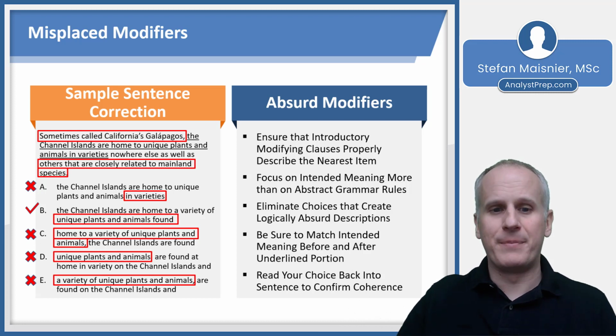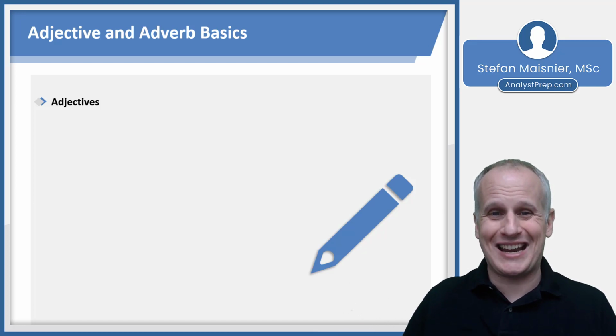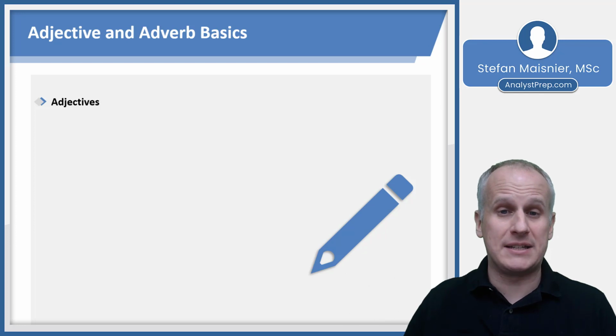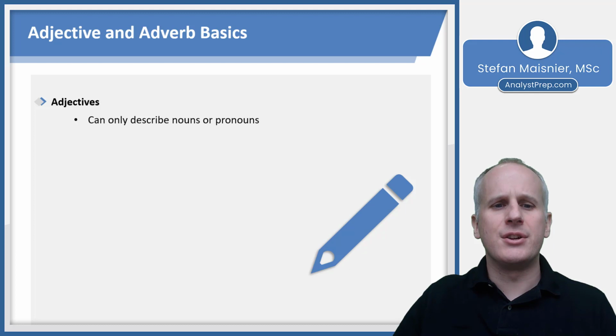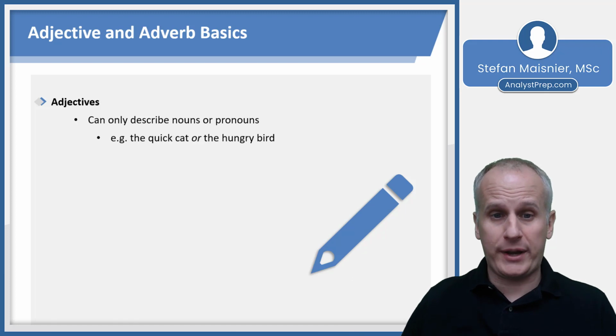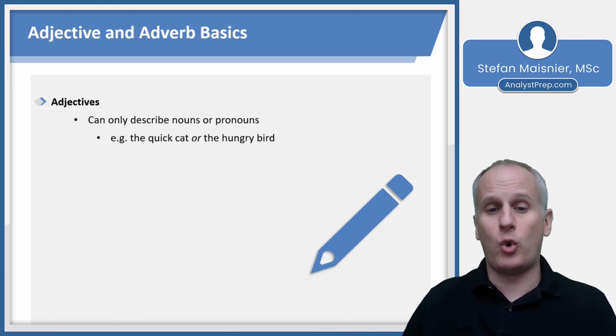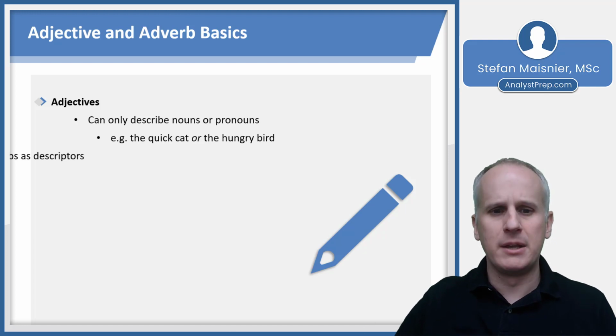choice. So now let's move on to talking about that more technical aspect about the differences between adjectives and adverbs and how that can be tested on some of the harder sentence correction questions. So adjectives can only describe nouns or pronouns. So that would be something like the quick cat. Quick being an adjective describes the cat, or the hungry bird. Hungry again being an adjective that describes a bird.